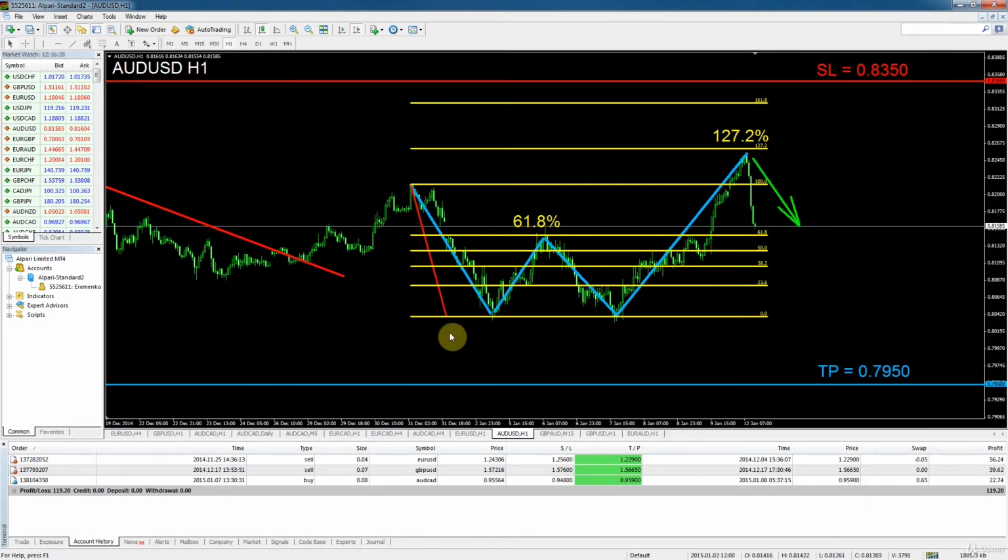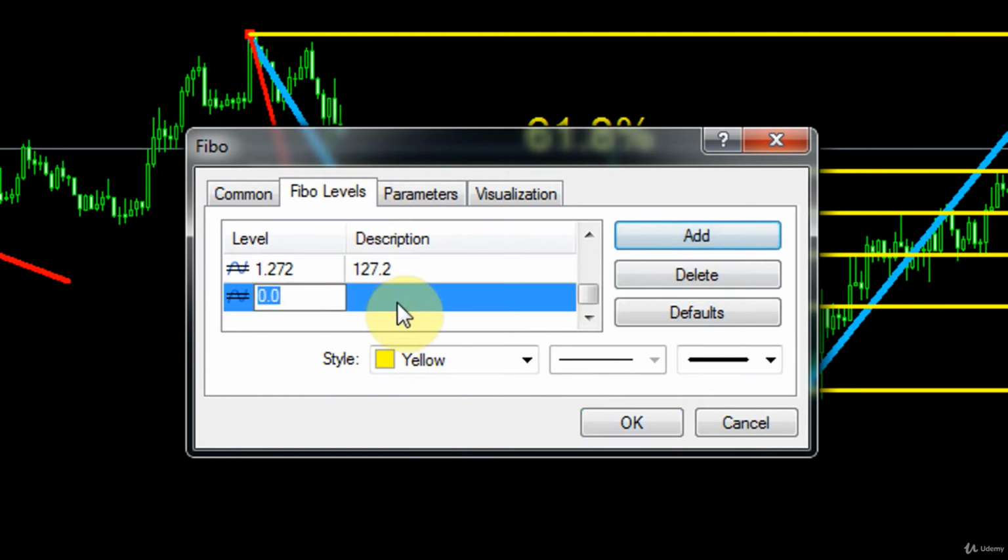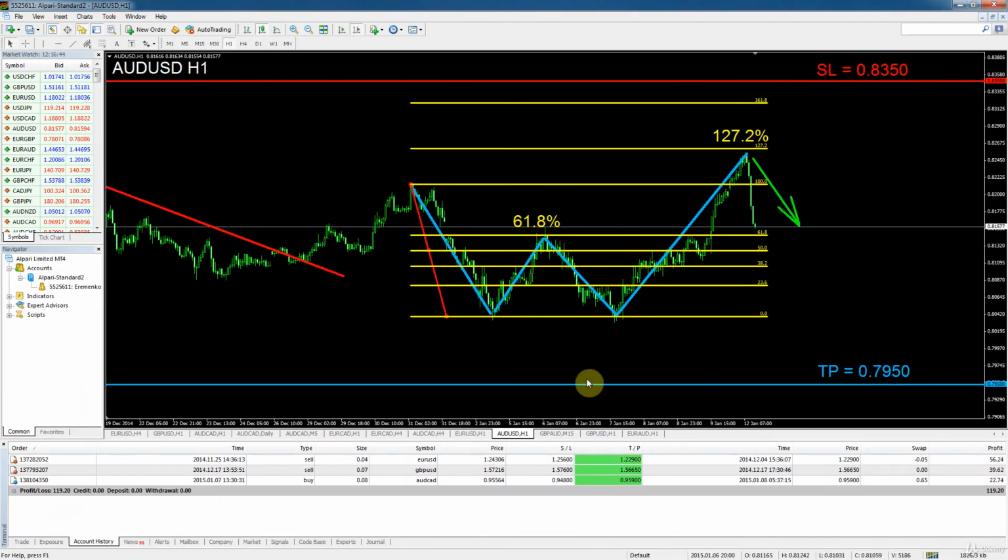Oh, by the way, before we move on, I just wanted to show you that in your Fibonacci properties, if you ever want to add a level, like for example 127.2 is not a default level, you just click the Fibo levels tab and you click add, and you can just add any level over here. So that's pretty simple. Okay, moving back to our pattern.